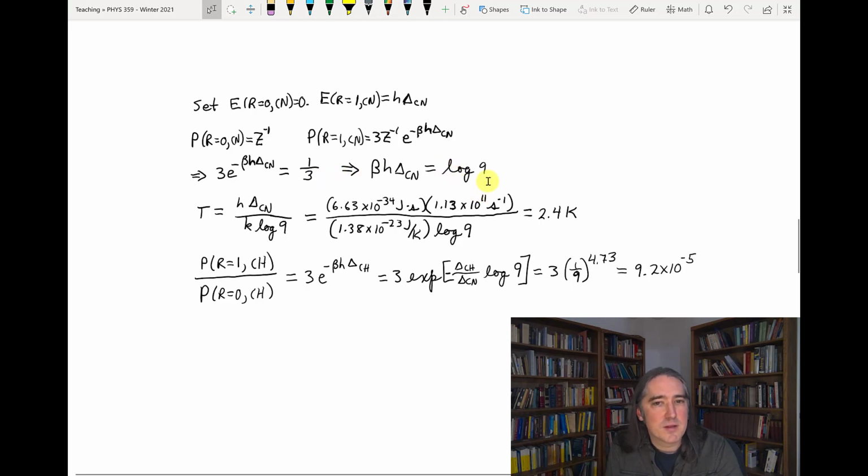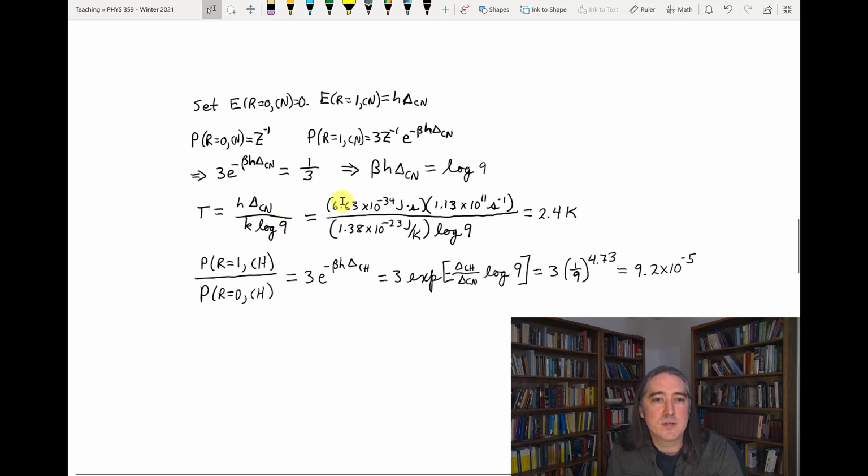Divide by 3, take the log, bring the minus sign over, and we get that the exponent, beta h delta CN, is equal to log 9. And now we're just going to rewrite this. If beta is 1 over kT, bring the T to the other side, bring the log down. What do you have? T equals h delta CN over k, Boltzmann's constant, times the log of 9.